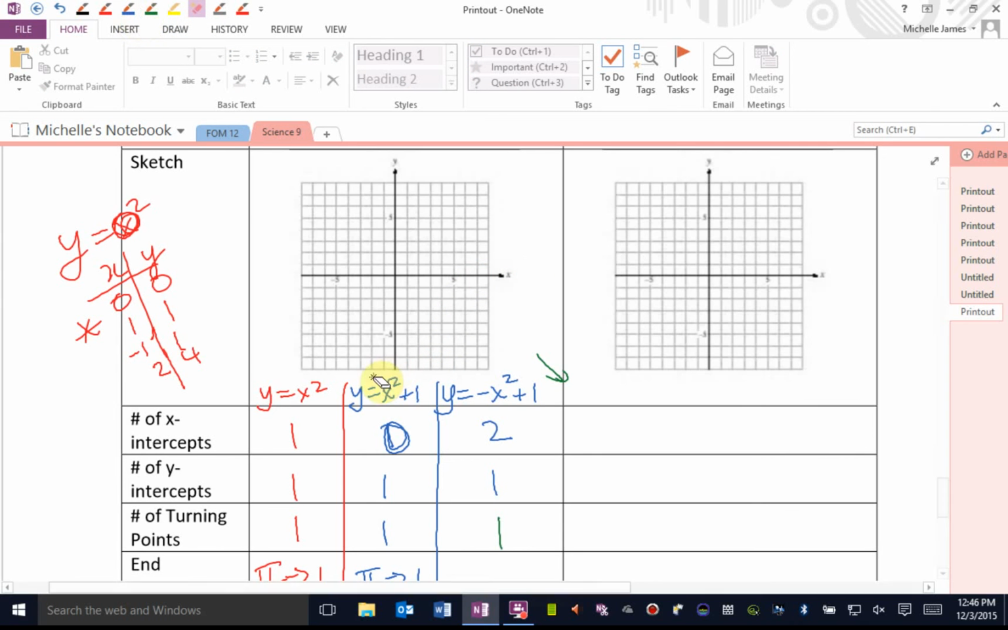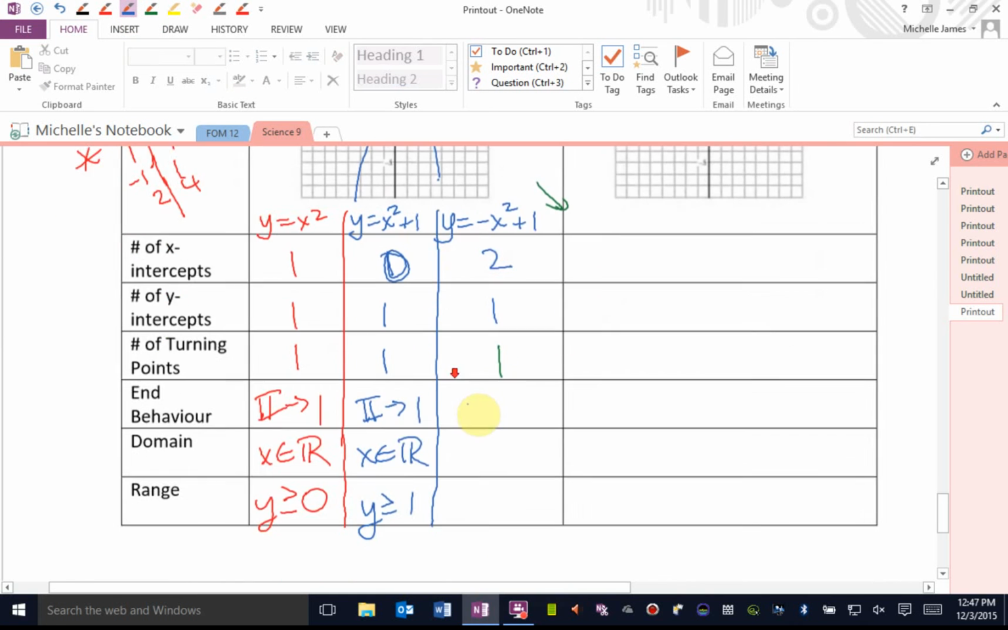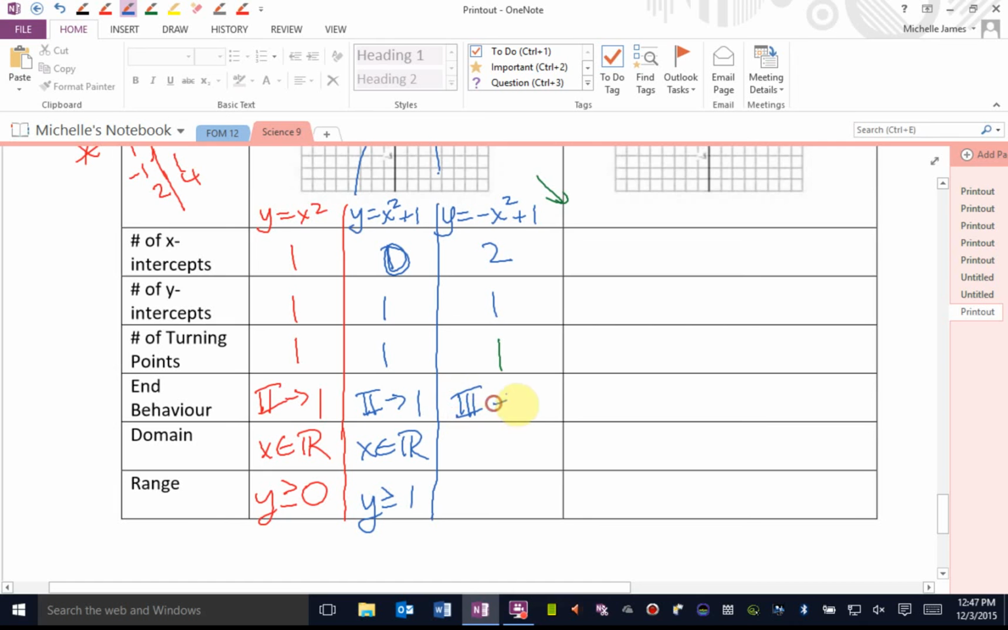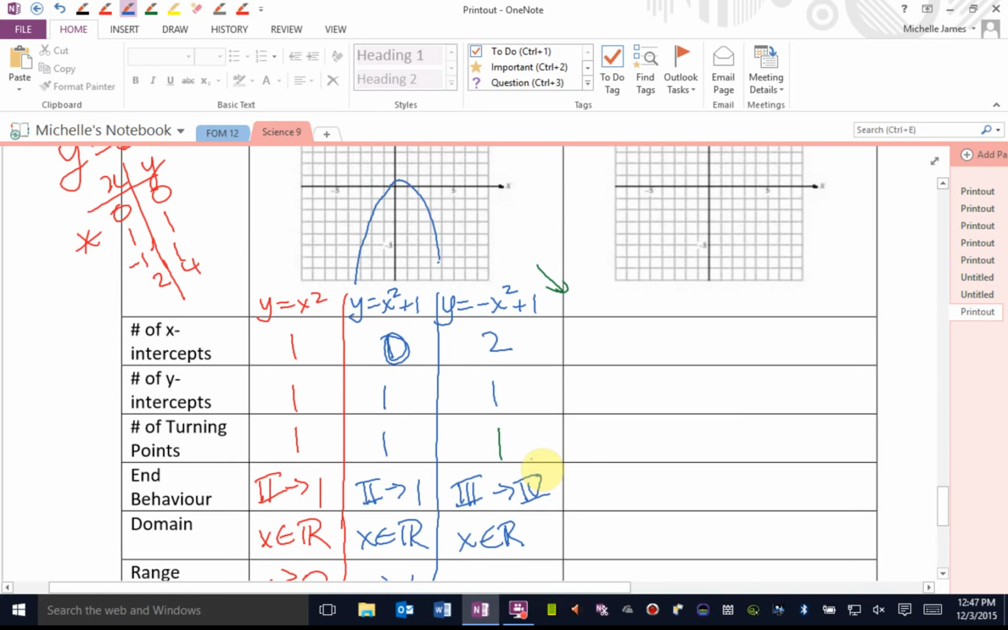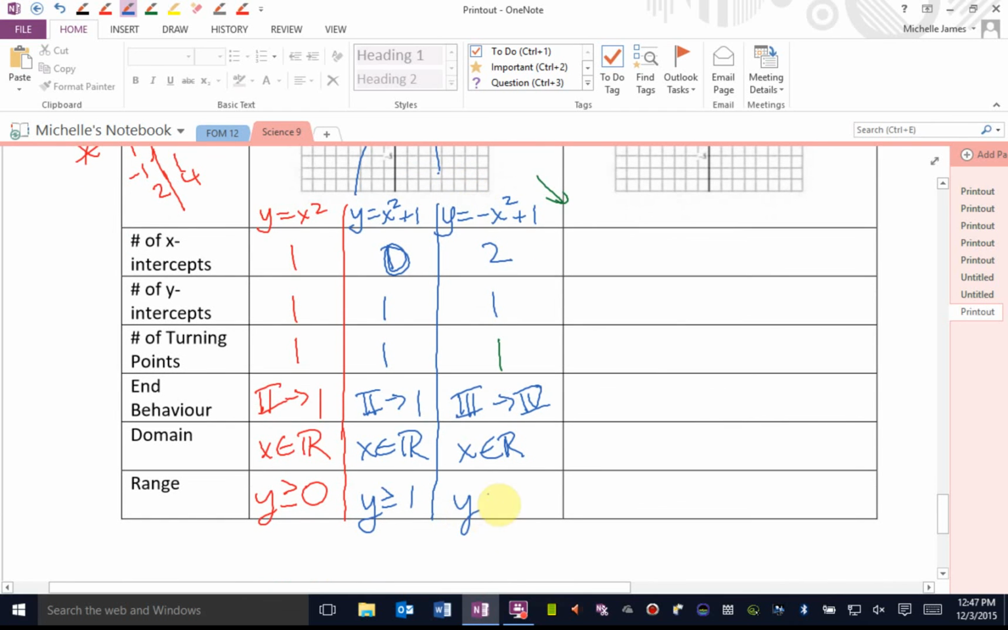Okay. 3 to 4. So it looks something like that. Yes, it is 3 to 4. Domain. Every time. I can put anything in, but in this particular one, what can I say about y? Now I have a maximum point, right? I have a maximum at y is 1. Yeah, it's going to be less than. So this time y is less than or equal to 1.